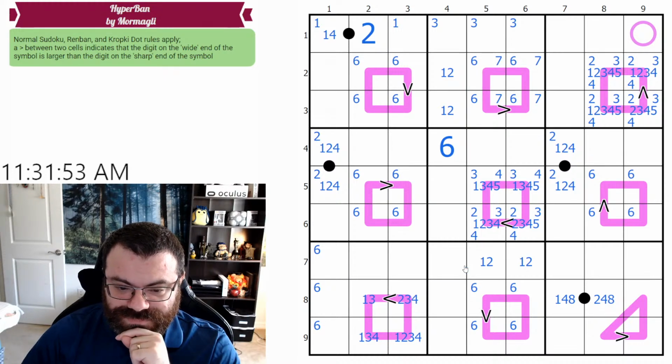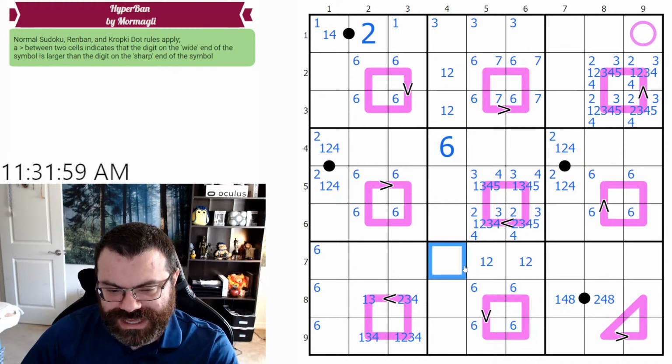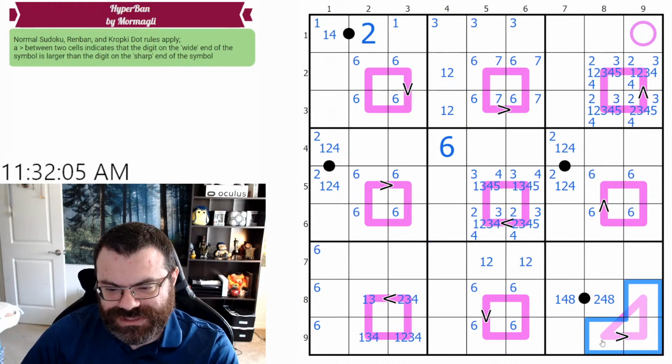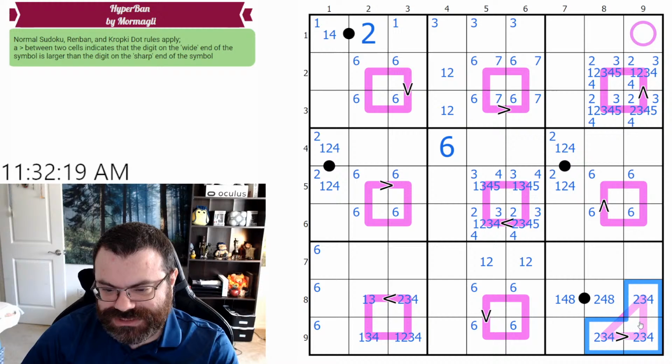Row 7, column 4. I'm not sure what that is referring to. I see what you mean. If this was 2, 3, 4, that lines up with this 2, 3, 4, and that forces 2, 3, 4 up here. So both 3 and 4 would be in this cell simultaneously. It doesn't work. So this can't be 2, 3, 4.